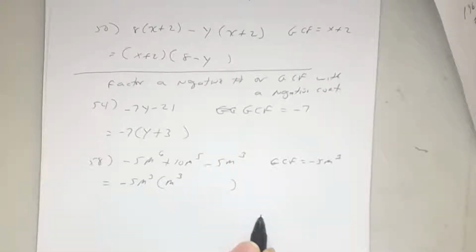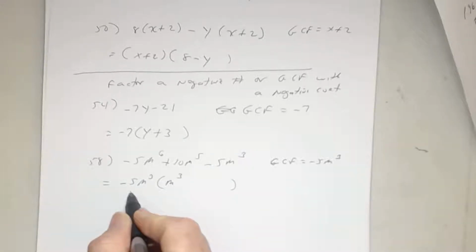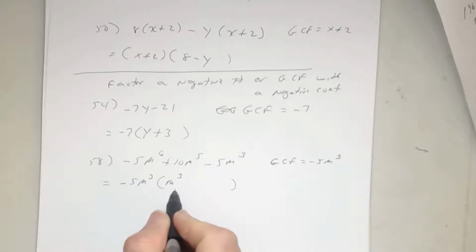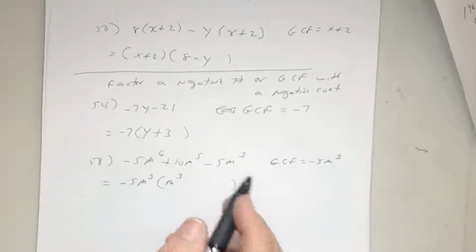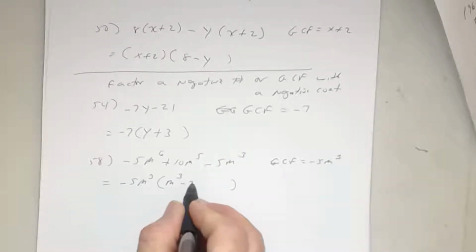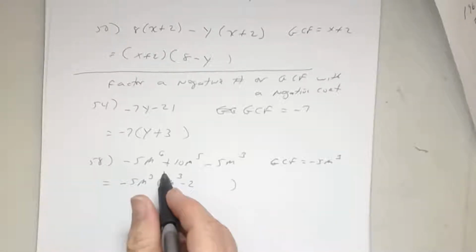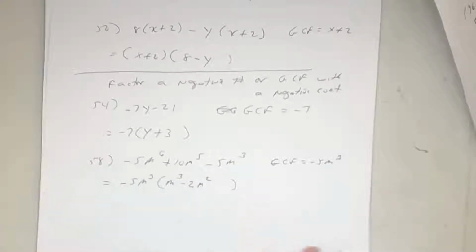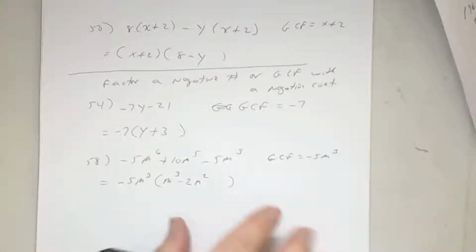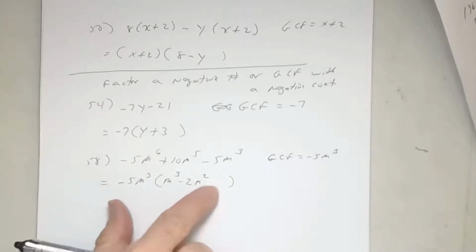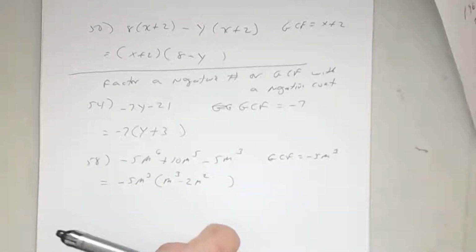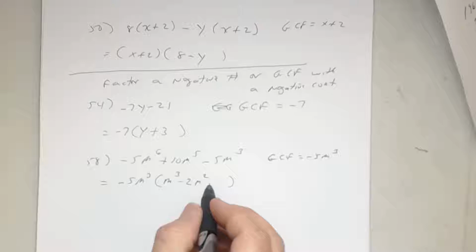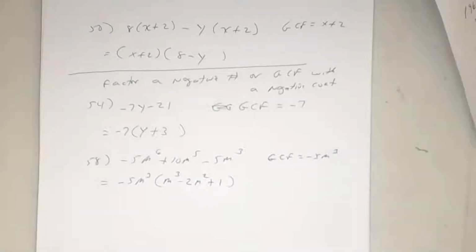M to the 3rd. Okay. Negative 5m to the 3rd times what is a positive 10m to the 5th? Very good. Negative 2. A negative times a negative is a positive. Negative 2m to the what? 2nd. Negative 2m to the 2nd. Negative 5m to the 3rd times what is a negative 5m to the 3rd? Positive 1 plus 1. So there's your answer. Okay? That's all you do.